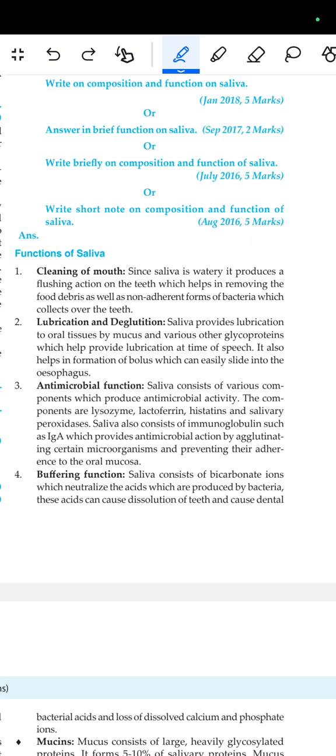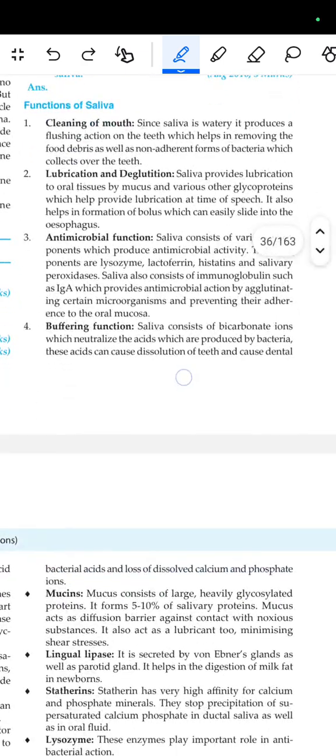The functions of the saliva: cleaning of the mouth. Since saliva is watery, it produces a flushing action on the teeth, which helps in removing the food debris, fiber, and non-adherent food forms for the bacteria which collect over the teeth. Lubrication and deglutition. Saliva provides lubrication to the oral tissue by the mucus and various other glycoproteins, which also help provide lubrication at the time of speech. It also helps in the formation of the bolus which can easily slide into the esophagus.